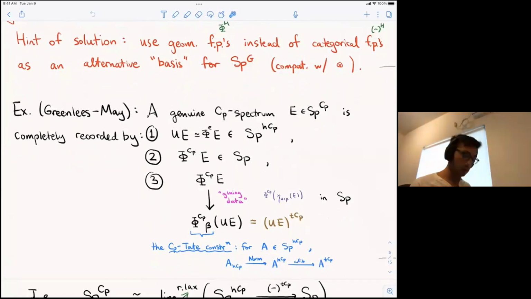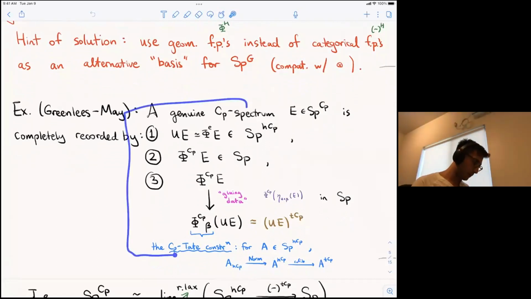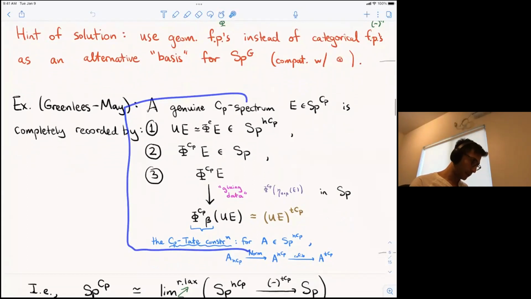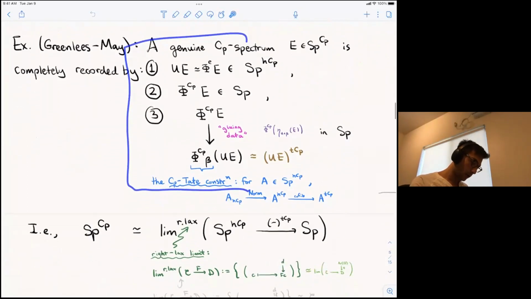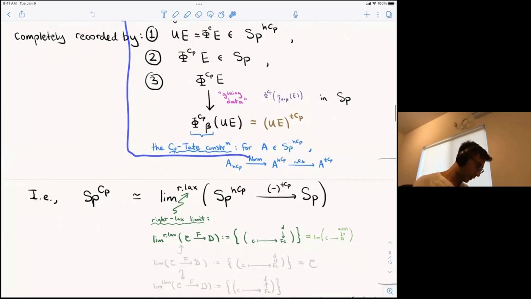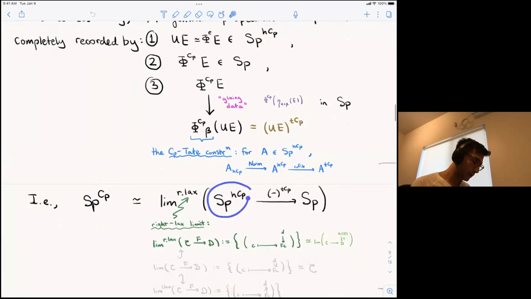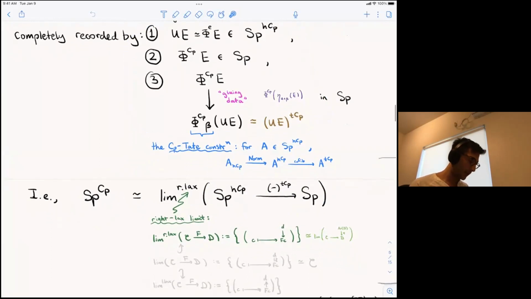So another way of saying all of this more concisely is that C_p spectra is equivalent to just some categorical construction involving these two categories and this functor between them. That's all I needed in order to describe these three pieces of data. And specifically, that categorical construction is called a right-lax limit. So what does that mean? Well, it's exactly what I wrote up here, but let's just talk about it in general.